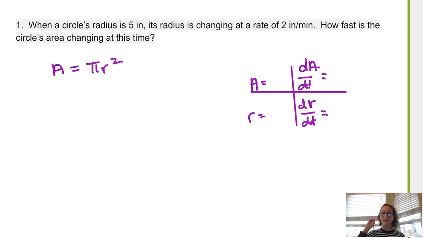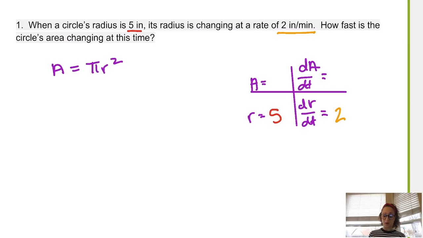Now what I can do is zone in on the numbers it gave me. The first number I see is 5 inches. Where on the table would you put that? That is going to go with r, right? The next number I see is 2. Notice inches per minute. Where is that going to go? That is going to go with dr/dt. Notice its units tell you that it's a derivative. It's got something over some unit of time. It also says that the radius is changing at a rate. So the rate is the derivative of the radius with respect to time.